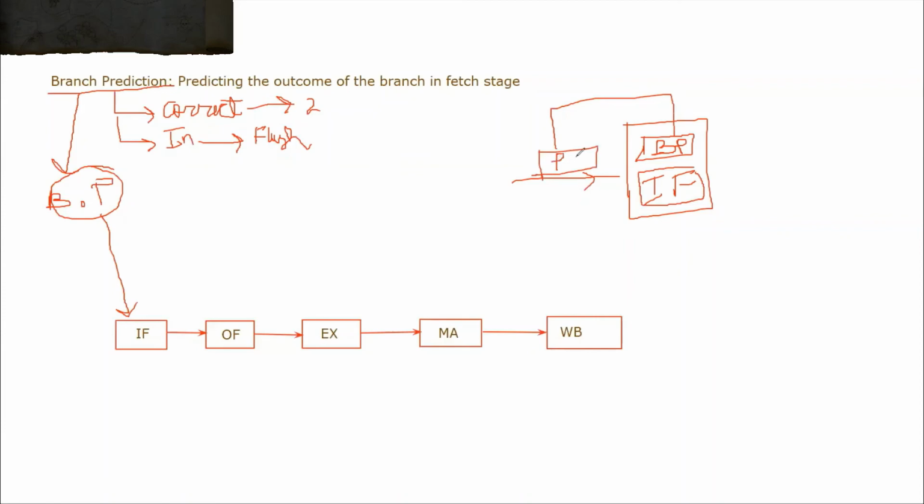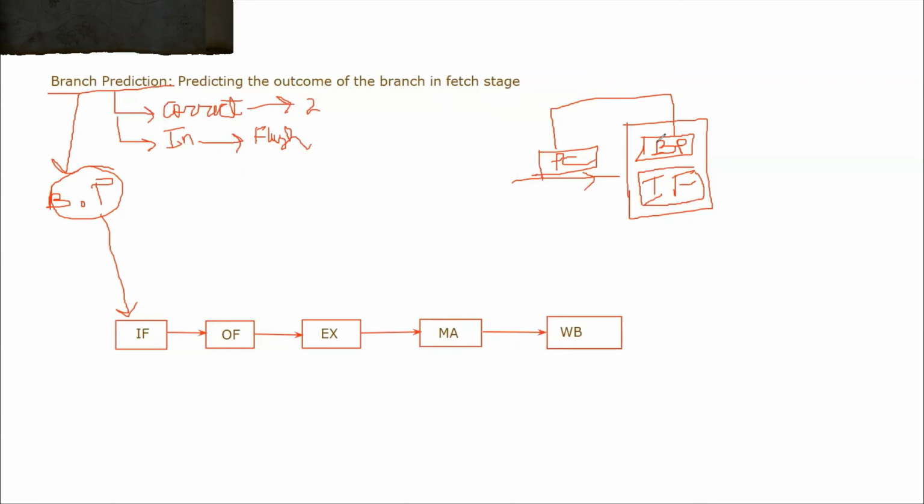Okay. For example, if it has predicted that the branch is not taken, then the next instruction should be the one next to the current instruction. However, if I have predicted that the branch is taken, that means the next instruction should be at the address denoted by the branch target.